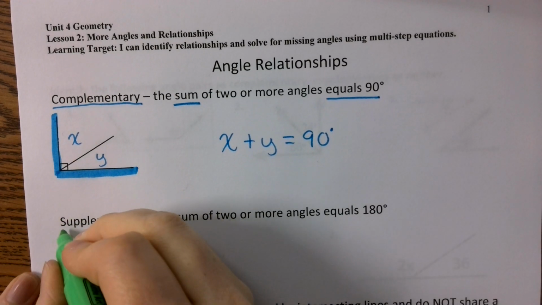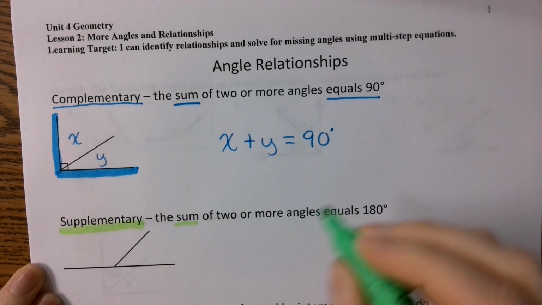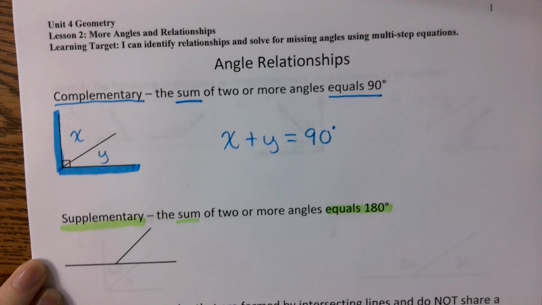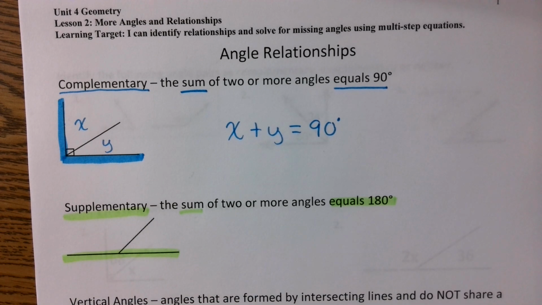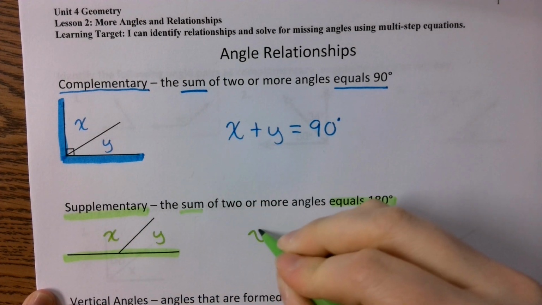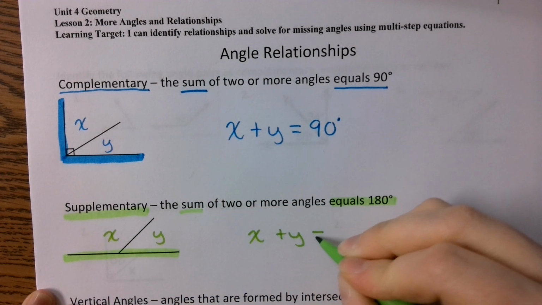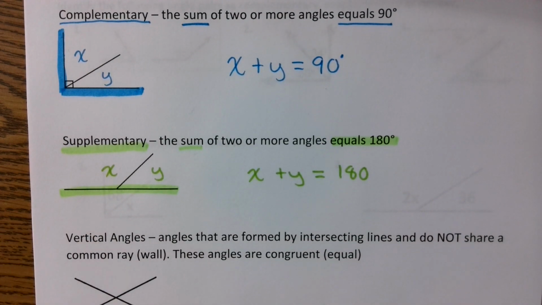Okay, then we have our supplementary angles. So for our supplementary angle relationships, it also is a sum, and it's going to come out to equaling 180 degrees. So it forms that straight angle, that straight line is created there. So again, if this was x and this was y, all we stated is that when you add x and y together, the equation would be equal to 180 degrees.